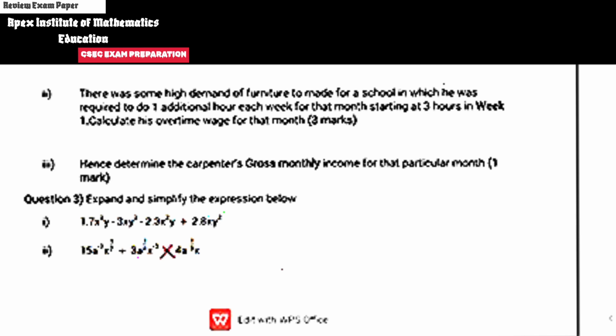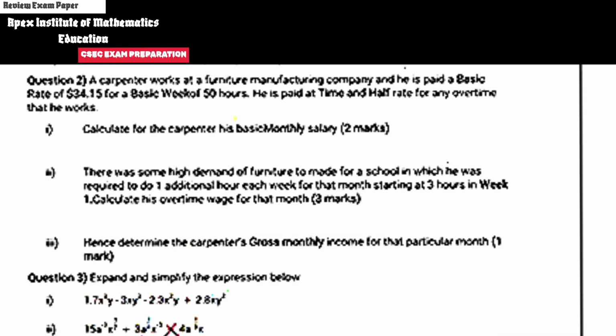A carpenter works at a furniture manufacturing company and he's paid a basic rate of $34.15 for a basic week of 50 hours. Now, he's paid at time and a half rate for any overtime that he works. Question 1 says that we should calculate for the carpenter his basic monthly salary.